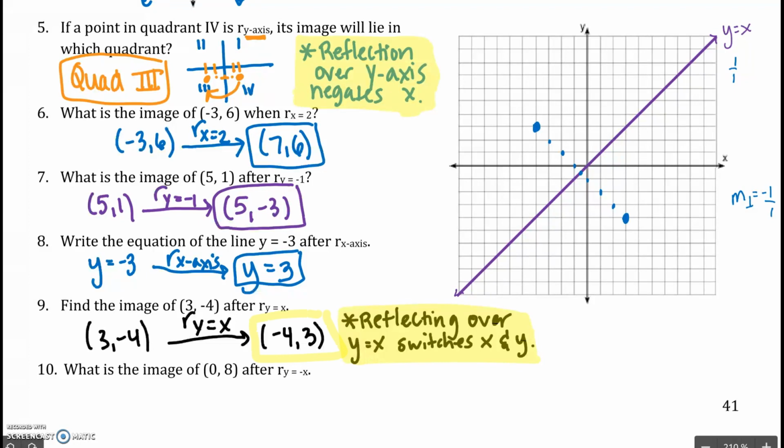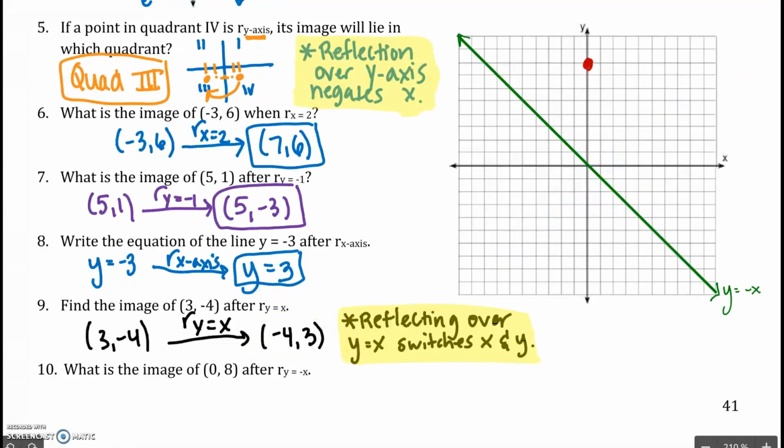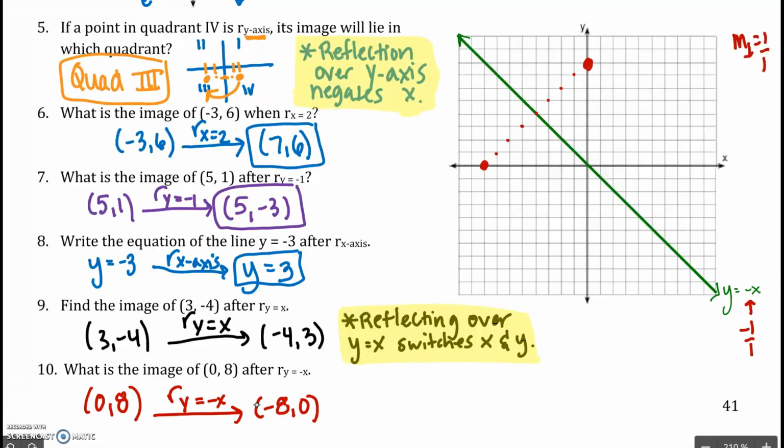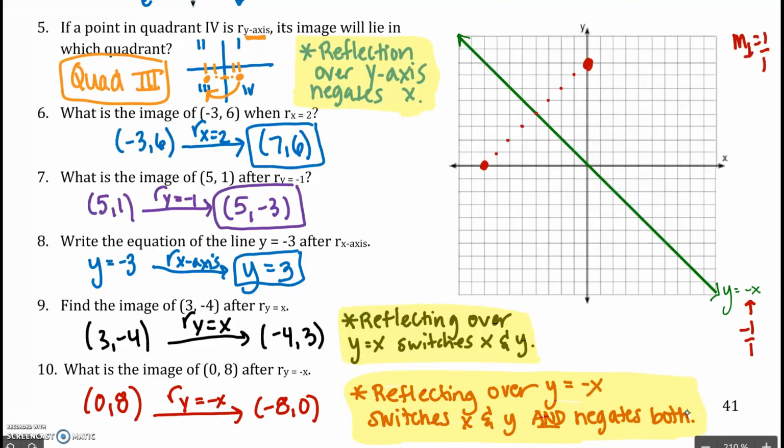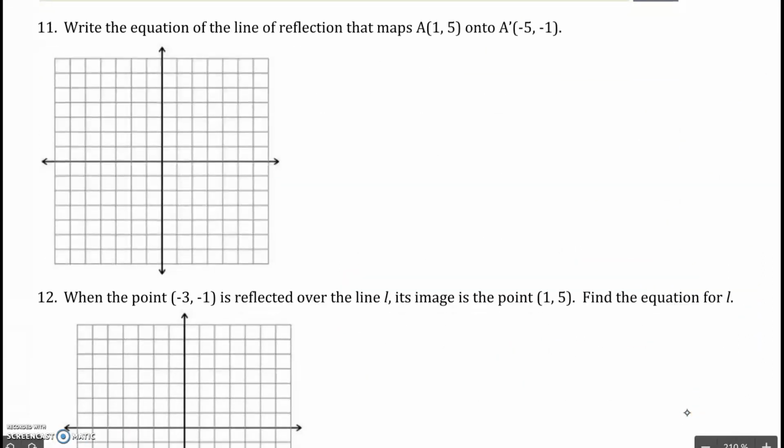All right, now I'm going to graph number 10. And we have the same concept. We're going to do perpendicular bisector. So for the slope here being -1 over 1, our perpendicular would be +1 over 1. So up 1, right 1, or down 1, left 1. And that's 1, 2, 3, 4 times. And doing it again, 1, 2, 3, 4 times would land me here at (0, -8), or (-8, 0). And notice there's another pattern here. And so as a shortcut, if you're reflecting over y equals -x, you can switch x and y and negate both.